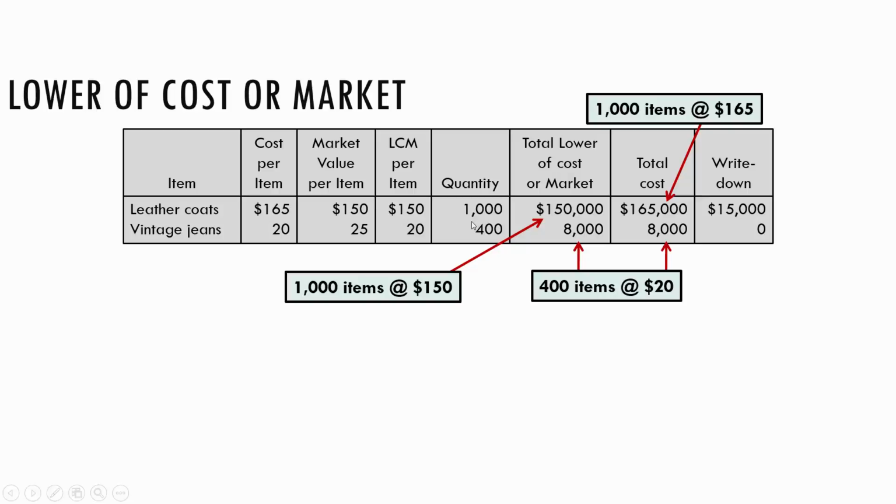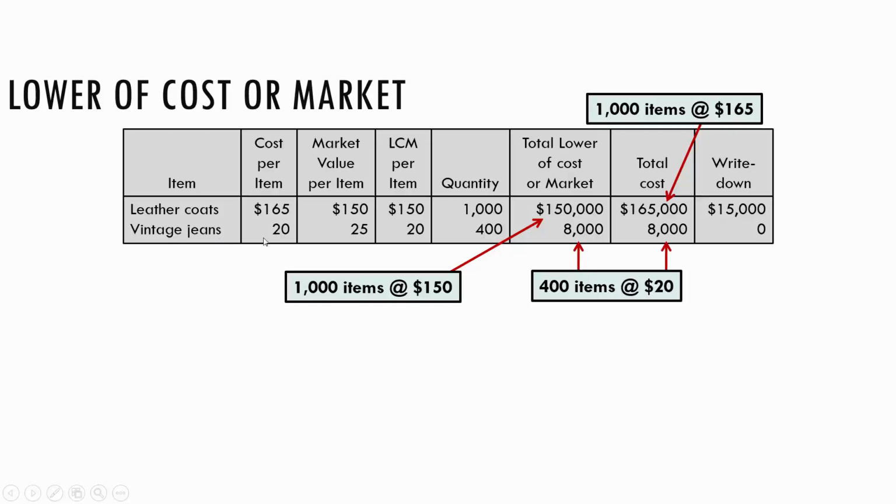So we had 1,000 of these. When we did our financial statements, we would have shown $165,000 in inventory for the leather coats. We can't show it at that. We have to show it at the lesser of the current market price, which is $150, or what we paid for it at $165. So we have to show it at $150. Therefore, we need to reduce inventory, or write down our inventory, by $15,000.